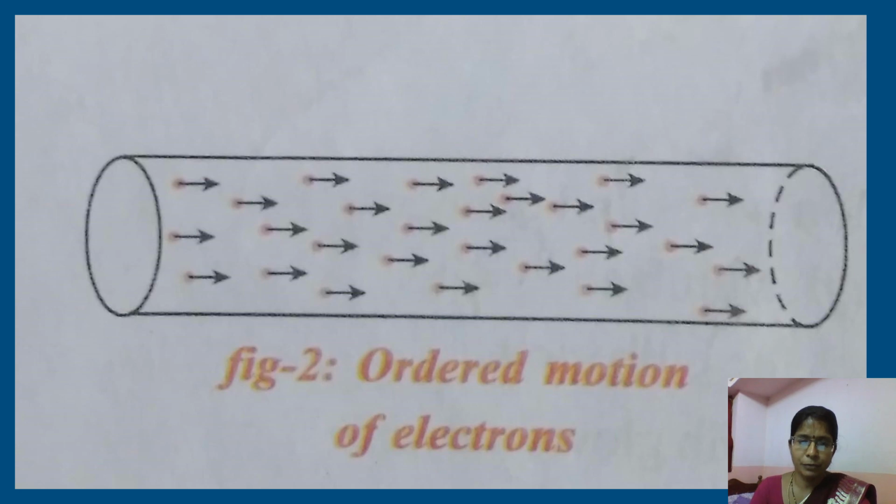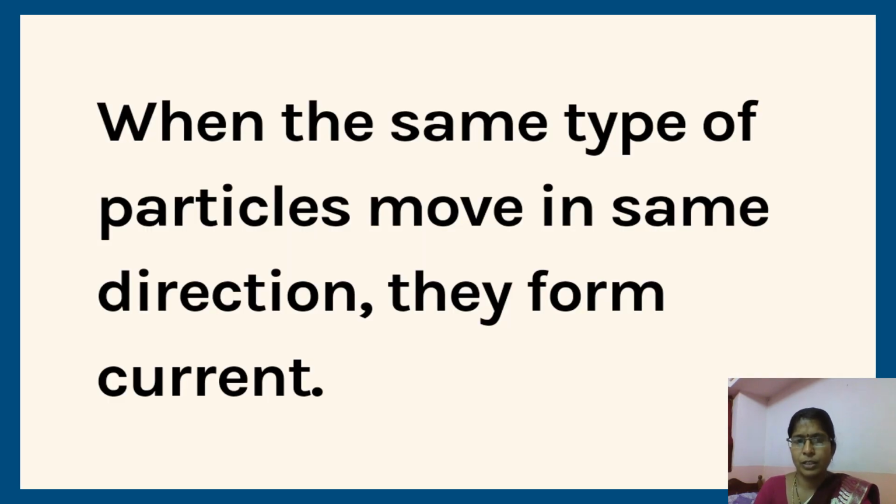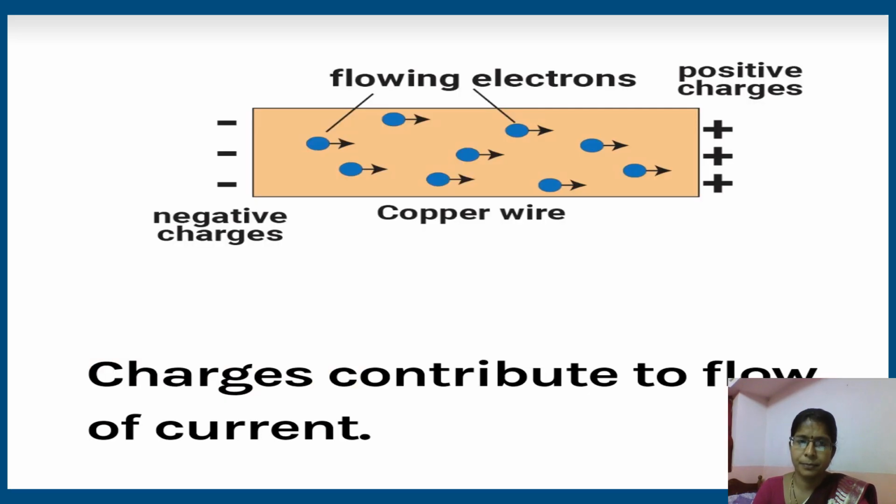You can observe in the figure here. When this conductor is connected to a battery, all the electrons are moving towards the positive end of the battery. When the same type of particles move in the same direction, they form current, as water current and air current are formed. In the same way, all these electrons, when they are moving in the same direction towards the positive end, form current.